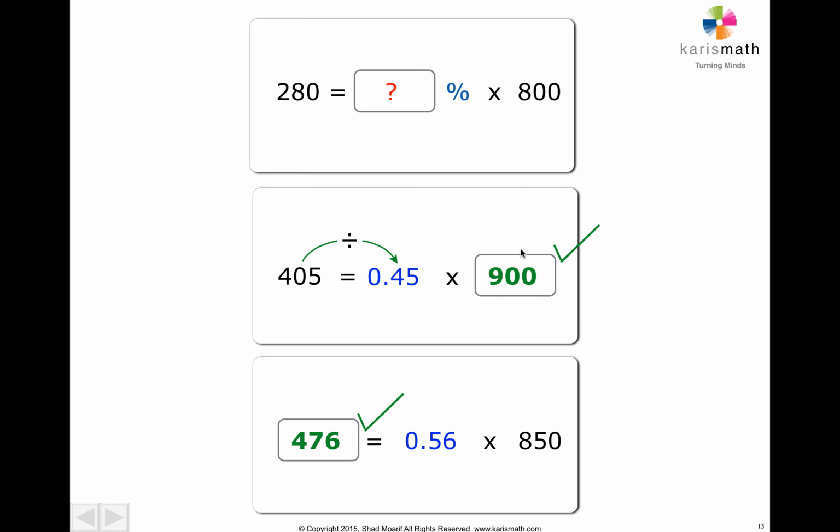There you go. And here, 280 is what percent of 800? Well, obviously, I'll do 280 over the original amount, which is 800. Whatever the answer is, 0.35, change that to percent by multiplying it by 100%, and I'll get 35%, and there is the answer.